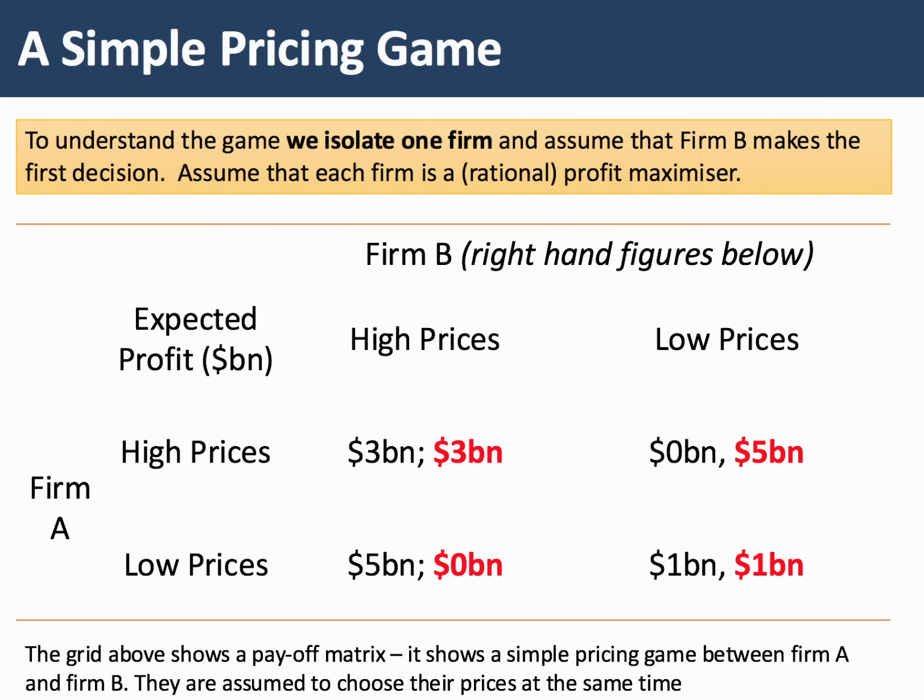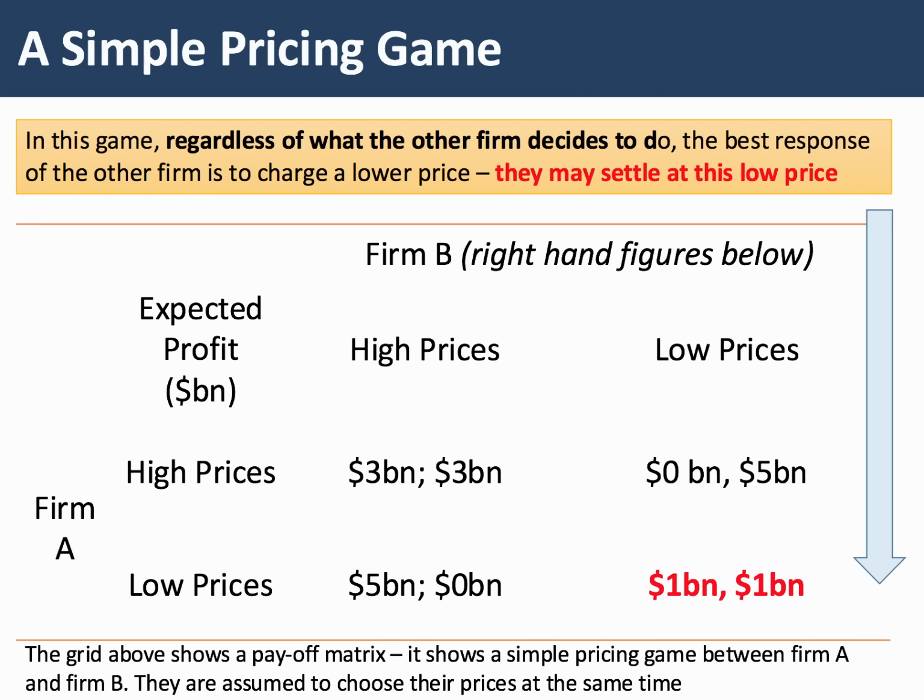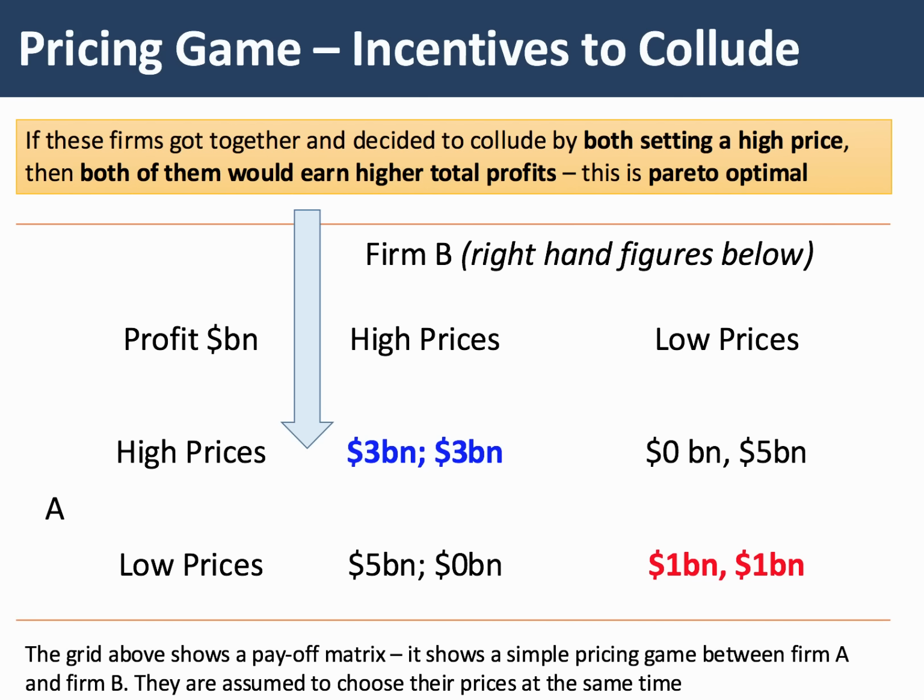However, if they could both collude, they could both make $3 billion each. And that, of course, would be a higher level of profit. In this game, regardless of what the other firm decides to do, the best response of the other firm is to charge a low price. And it's likely that both these businesses would settle bottom right at $1 billion each.